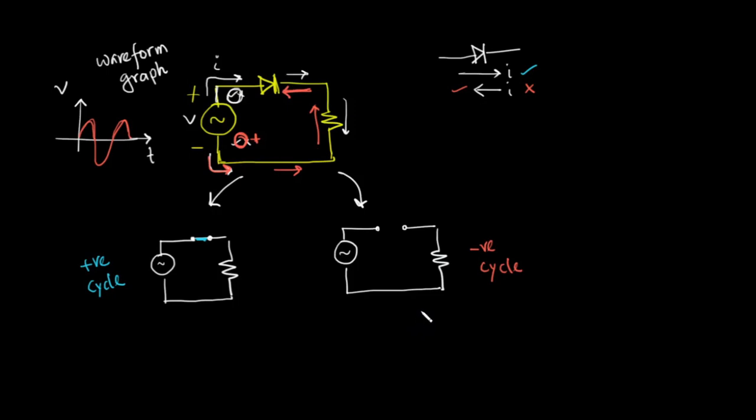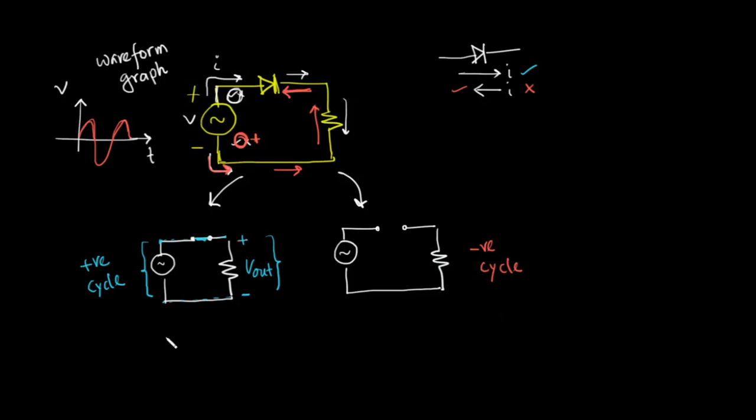Let's see. In the positive cycle, what is the output voltage if I consider this as an ideal diode? I will take the output across the load resistance. This is V out. What is the output voltage? If this is a short circuit, then this voltage is equal to this voltage, because these two nodes are directly connected. Similarly, the bottom node is also directly connected. So the input voltage is equal to the output voltage in the positive cycle.